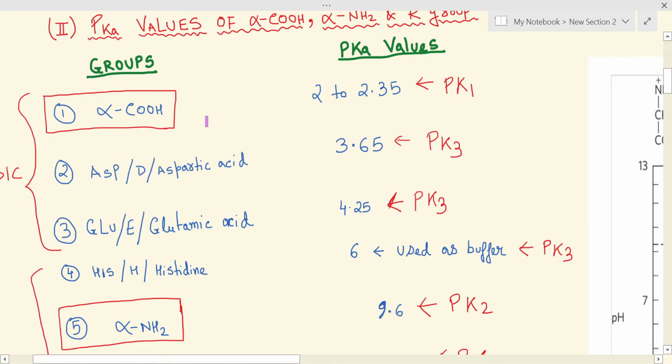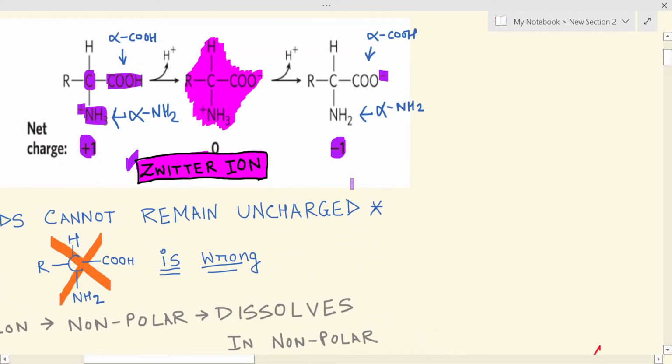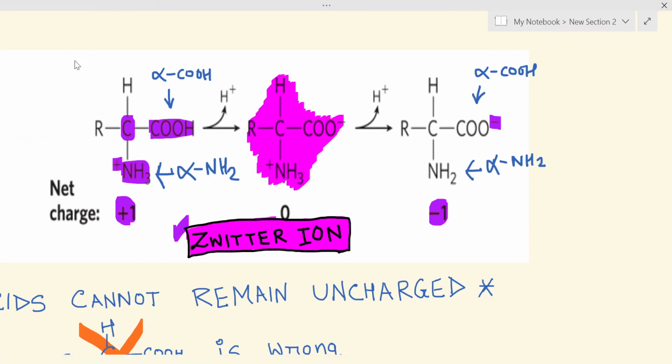So these are the groups that I have mentioned, and these are some pKa values. Now, before mentioning the values, let me again get back to this structure here. This is the alpha carboxylic group, as I have already told you. This is the alpha ammonia group or ammonium ion group. This is alpha carbon, and this is the R group, right?